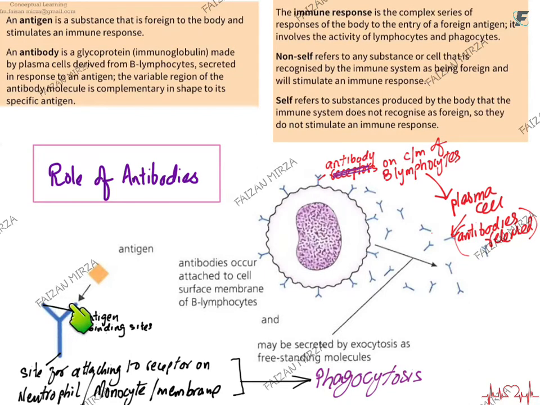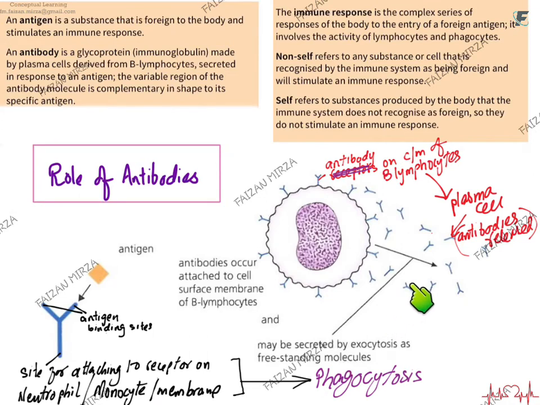In this Y, you can see these short arms here. They are the antigen binding sites. So this antigen can bind to this part of the Y structured molecule or to this part. So there are two antigen binding sites on one antibody for the same antigen. And the long arm of this letter Y is the site for attaching to the receptor. This is the same region with which it is attached to the cell membrane of this B lymphocyte. So this is where it was attached initially.